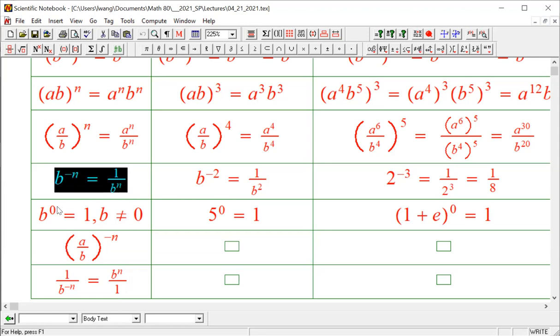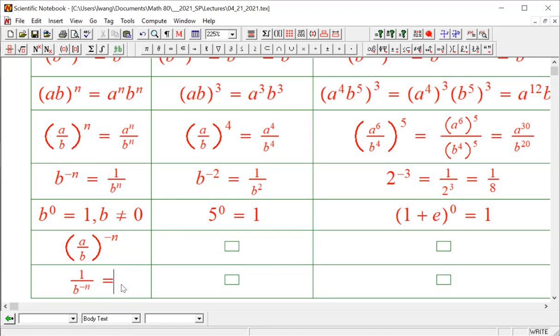So these two are really the same thing. You just make sure that this is the opposite. Negative n is the opposite of n. So as long as these are opposites, this is b to the power of n. This n and that negative n, they're opposite. Okay, so let's look at some examples.